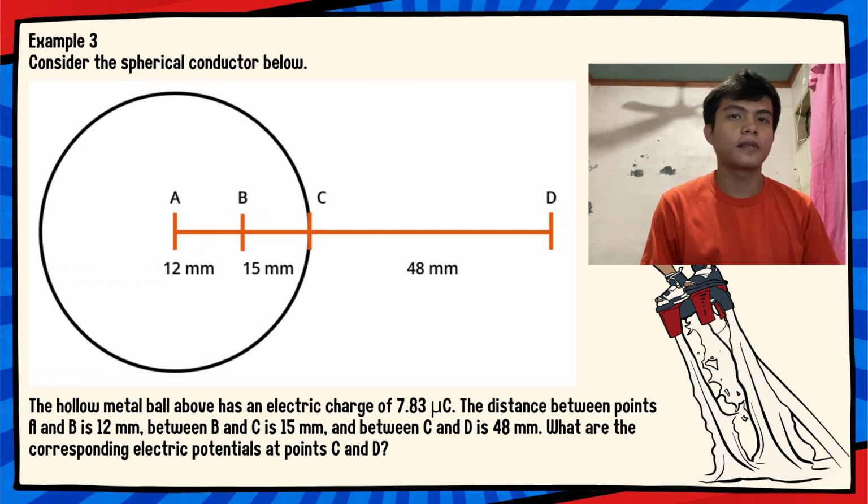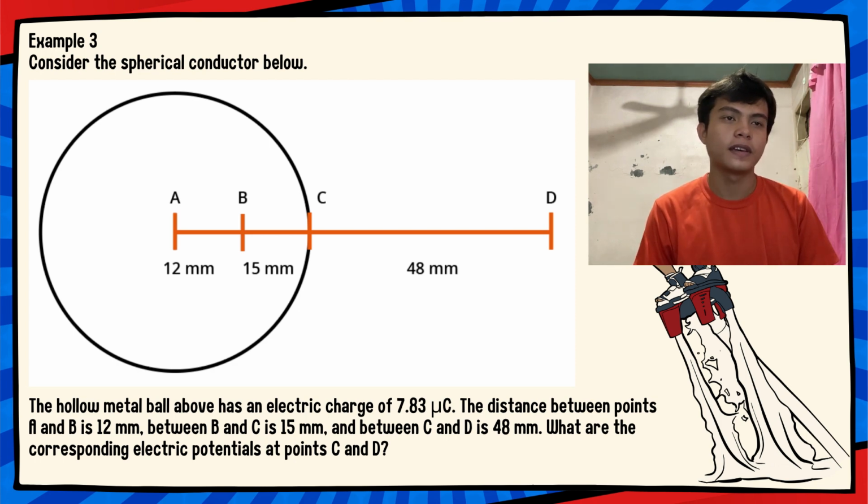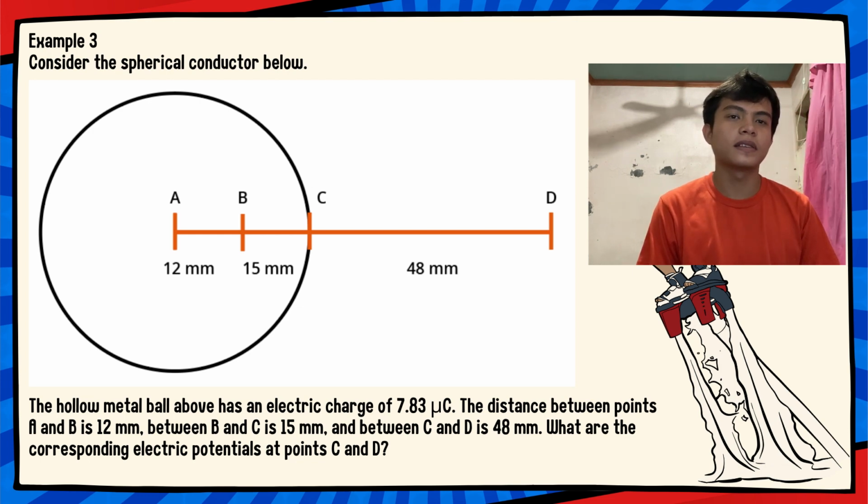Dayon na ta sa example number 3, which is consider the spherical conductor below. Then naa diri circle na conductor, then naa 4 ka points, which is A, B, C, and D. Ang distance nila between each other is shown above. So ang distance sa A and B is 12 millimeters. Ang distance sa B and C is 15 millimeters. Then ang distance sa C ug D is 48 millimeters.